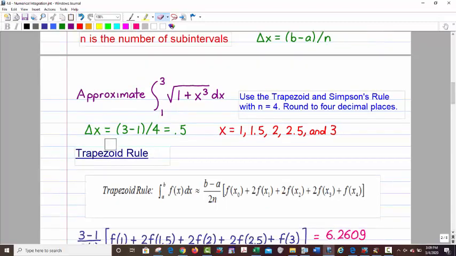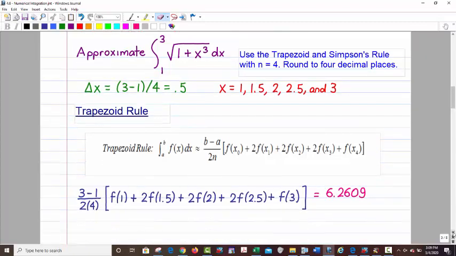So here's where I did that. I explained this one earlier, but 3 minus 1 divided by 4 is 0.5, so I'm just listing these out. These are going to be your x values right here. We've already talked about that. So to do the trapezoid rule, here's what we do.